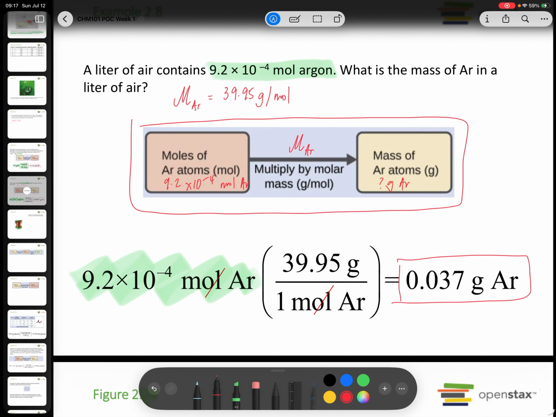Okay? So, ito naman, makikita nyo, no? Yung unit na kinancel, tapos yung ending unit ay nasa taas. No? Ending unit nasa taas. So, yun yung tinatawag na dimensional analysis. Okay?